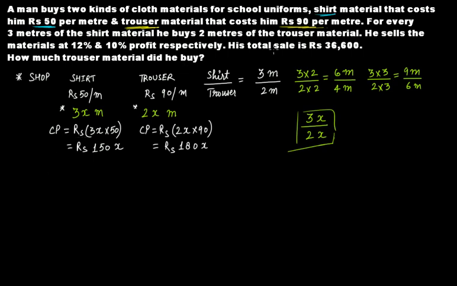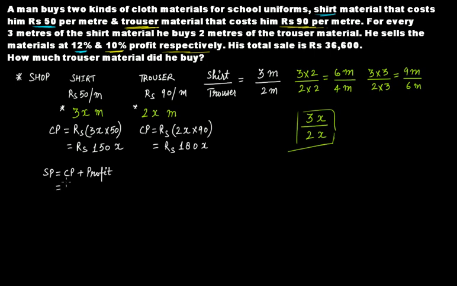It has been given to us that you sell the material. I'm saying you because we are assuming that you are the shopkeeper and you own a shop. So you sell the materials at 12% and 10%. This 12% is for the shirt material and this 10% is for the trouser material, because respectively is given here. So if you sell at 12% profit, now we know that profit is always on what? It is always on the cost price. So when you have to calculate the selling price, it is cost price plus profit.